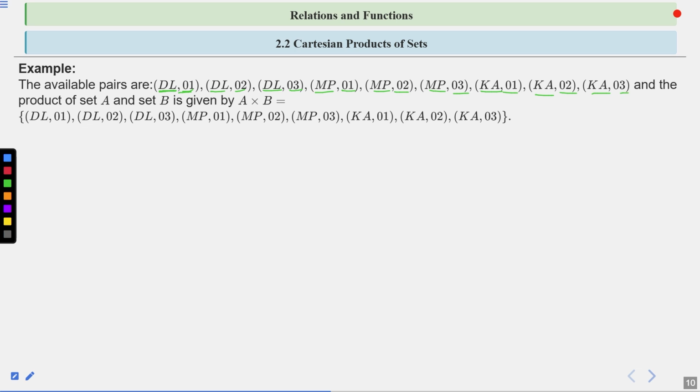So the product of set A and set B is given by A × B, which equals the set, the collection of pairs such that the first element belongs to set A and the second element belongs to set B. So how many pairs are you getting? Simply 9 ordered pairs. Clear? As you can see.